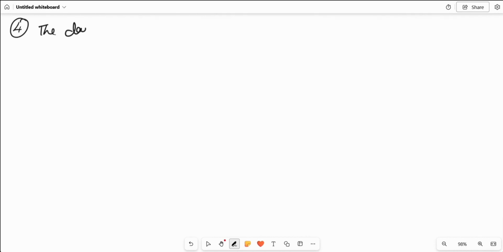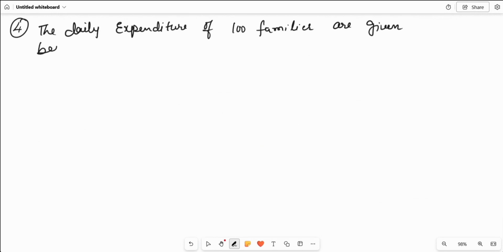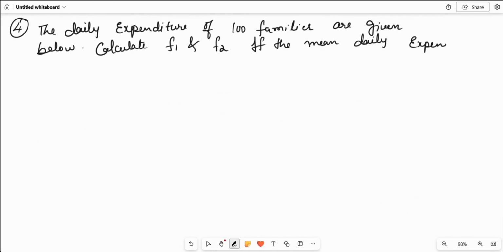The daily expenditure of 100 families are given below. Calculate F1 and F2 if the mean daily expenditure is rupees 188.